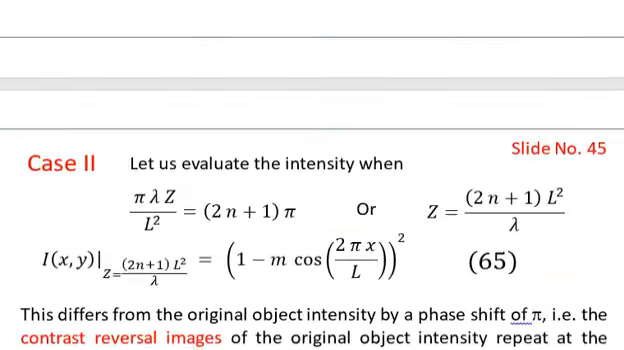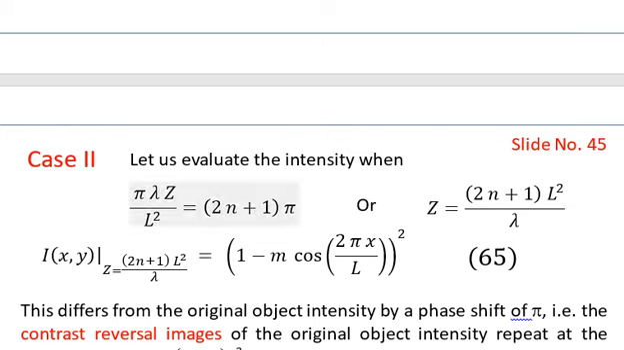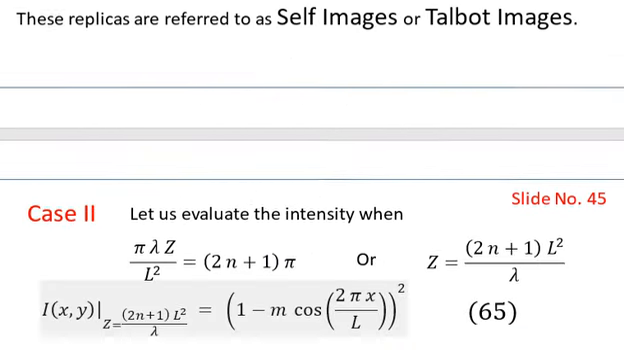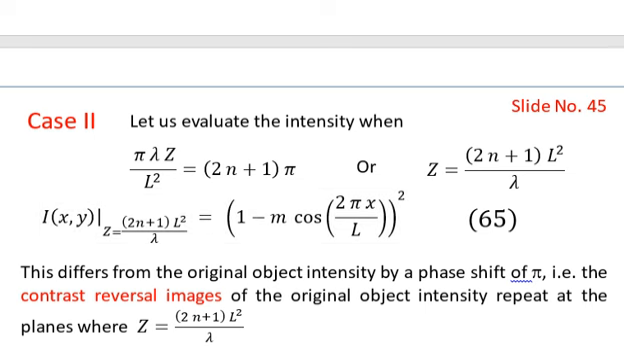Now let's discuss case number 2, in which we are using the same parameter, but now we are going to set it equal to 2n plus 1 into pi. Before, we set that equal to 2n pi, but now in case number 2 we are setting this parameter equal to 2n plus 1 into pi, or the z value will be equal to 2n plus 1 multiplied by L square over lambda. So now if you plug in this value of z into the previous equation, that is equation number 62, you get a simplified expression as given in equation number 65.